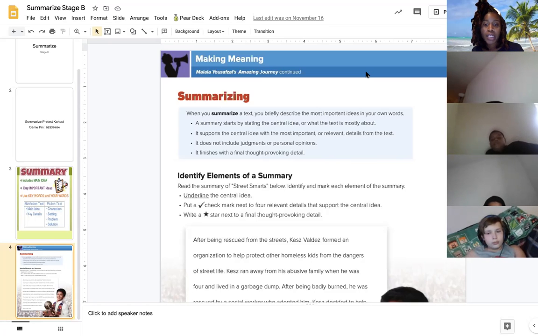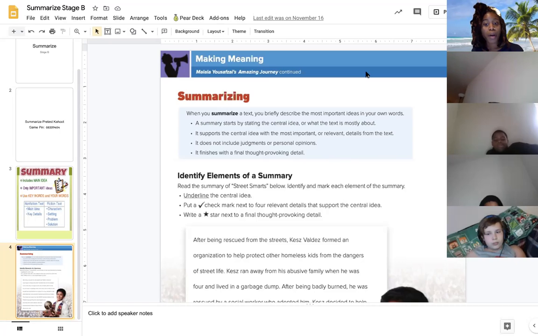So some things that we have to remember is a summary starts by stating the most important idea, or it starts with stating the central idea, okay, what the text is mostly about. It's not going to go all around and not give you what it's about first. That is the main reason why you're writing this summary or you're reading this summary, to find out what it's mostly about, okay? So it's always going to include that. It's always going to start with the central idea. So always look at the beginning, kind of like how we identify main idea and detail. In a summary, you're going to look towards the beginning of the text. That's how it starts.